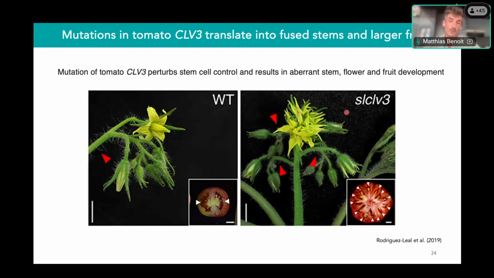Oh yeah, so here I'm showing you basically the phenotypes I was mentioning before. That's basically the clavata3 mutant in tomato, as you can see, compared to the wild type. The loss of clavata3 is generating those really hyper-developed, enlarged flowers that end up producing larger fruits, which is really a trait of agricultural interest.